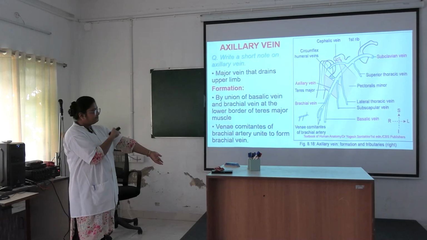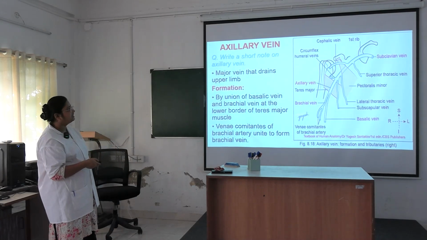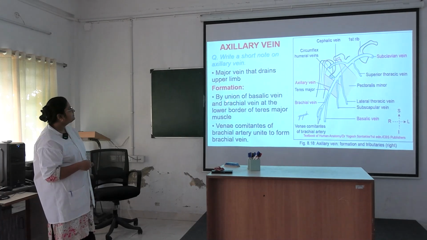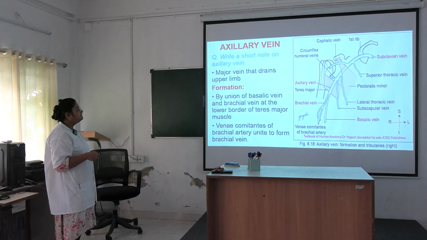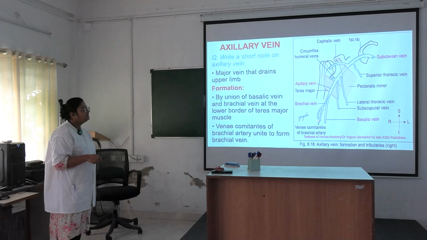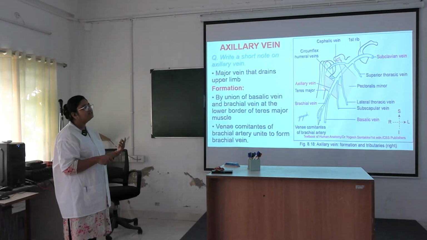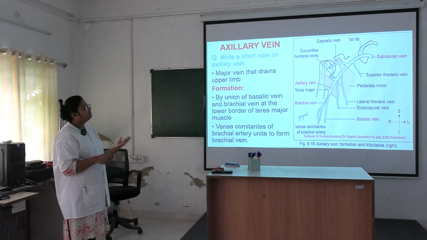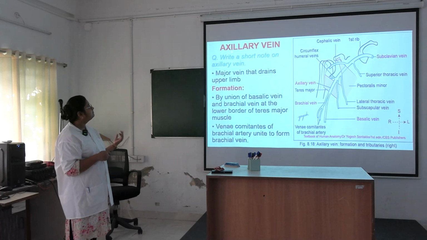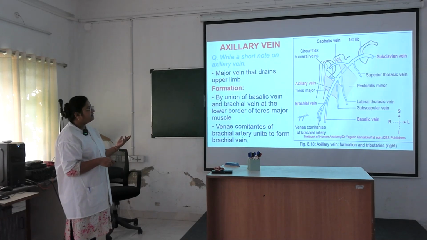Okay, so basilic vein is continuing upward and joining with the venae comitantes of this axillary artery and forming this axillary vein. Okay, so by union of basilic vein and brachial vein at the lower border of the teres major muscle, it is forming the axillary vein. So this marking is very important, lower border of the teres major. Axillary artery continues downward as brachial artery, and from here the axillary vein is formed by joining of this basilic vein and the brachial vein.